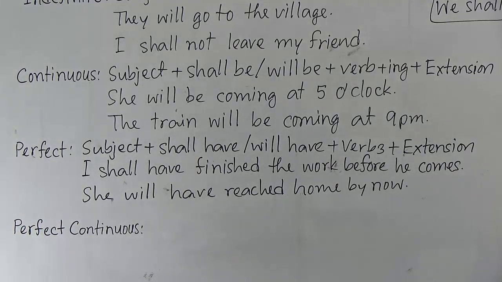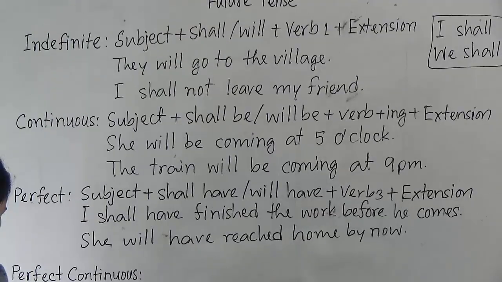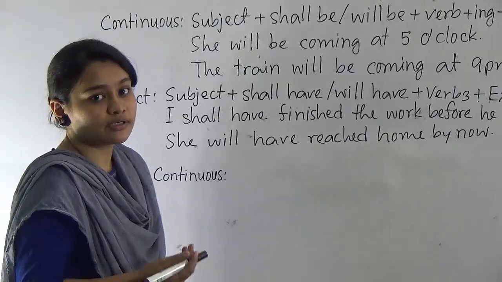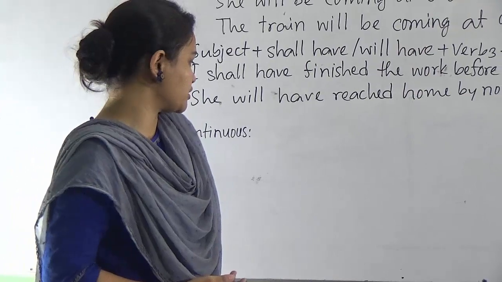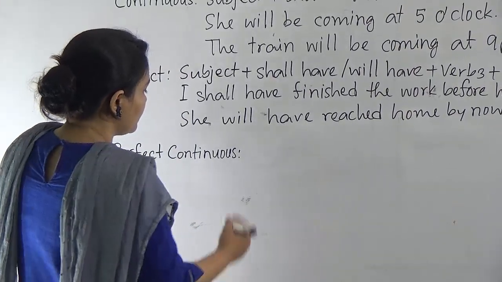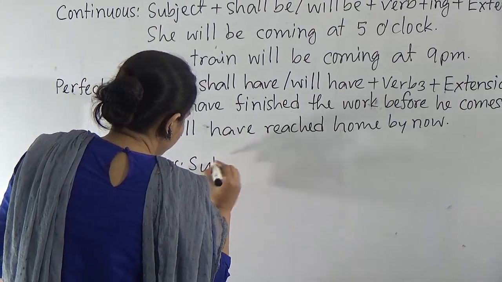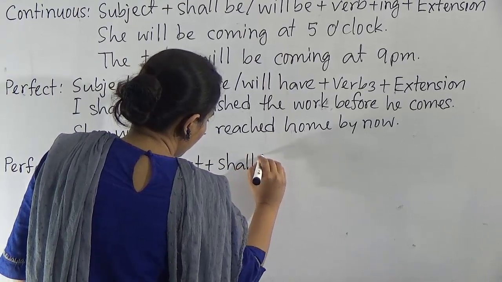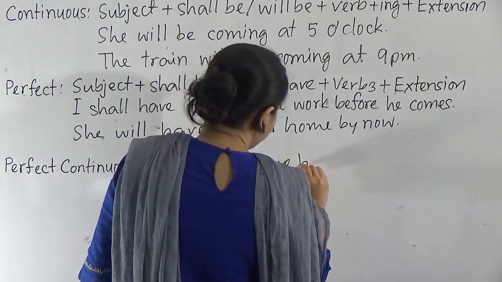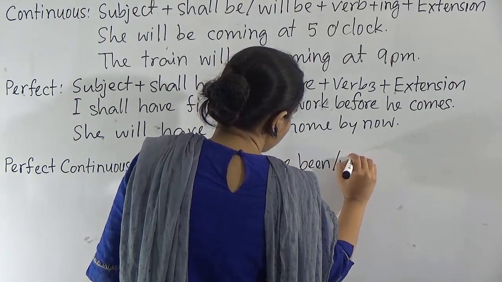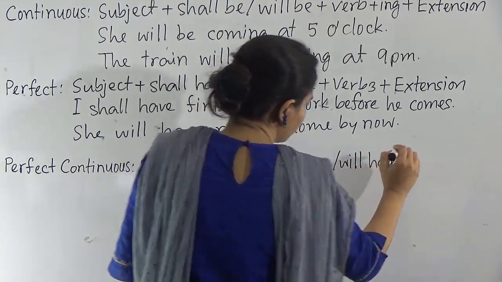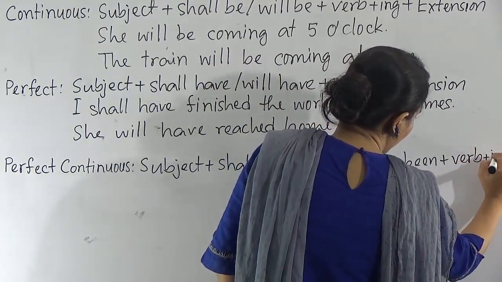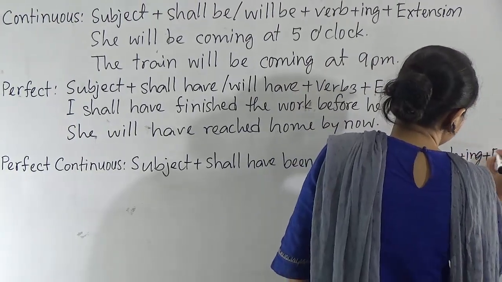Now perfect continuous tense. We use perfect continuous tense to show that something will continue up until a particular event or time in the future. Okay, structure is subject plus shall have been or will have been plus verb with ing plus extension.